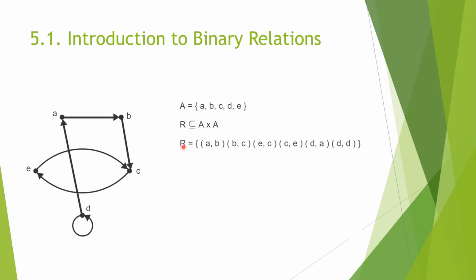So this is an example of a relation on A. R contains (A, B), (B, C), (E, C), (C, E), (D, A), and (D, D). So as you see, D is related to itself. Therefore, we have to represent it using a self loop.